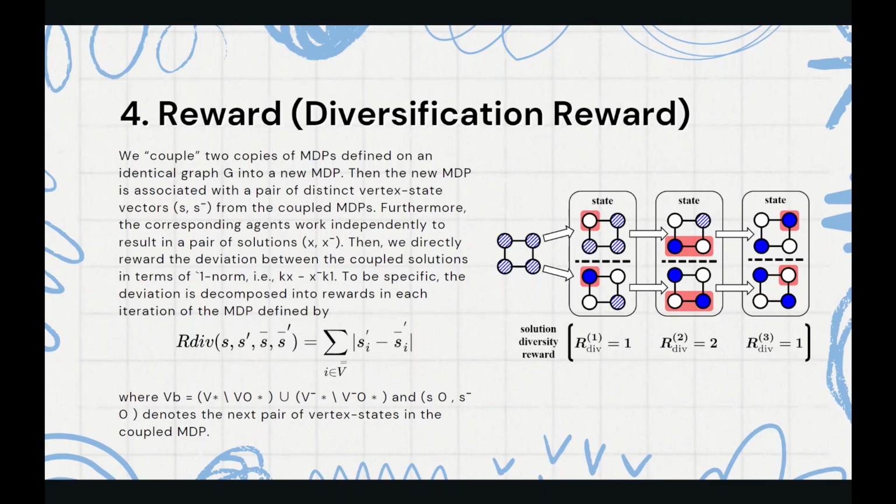To do this, we make two copies of our initial MDP. In each copy, the agent works independently and chooses an action. We define the deviation between the coupled solutions in terms of the L1 norm. The value of this diversification reward is given on the screen in terms of RD.